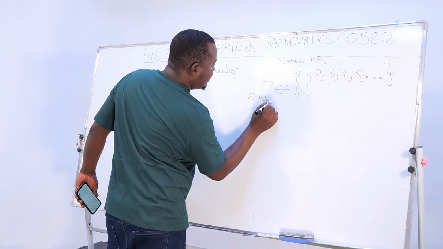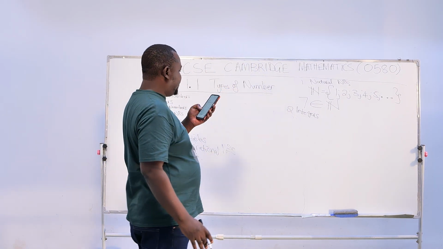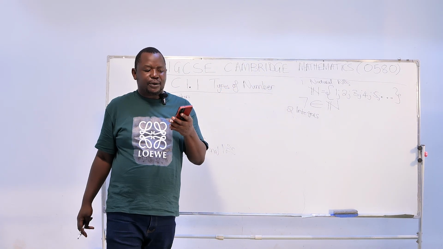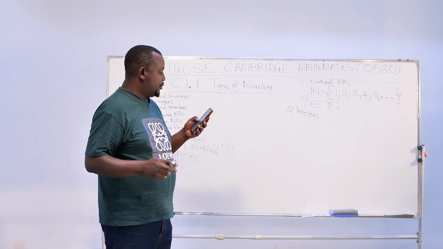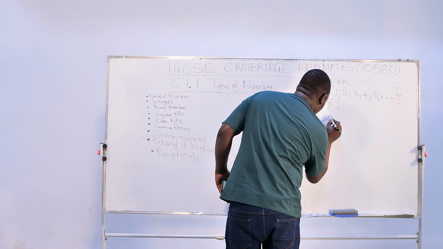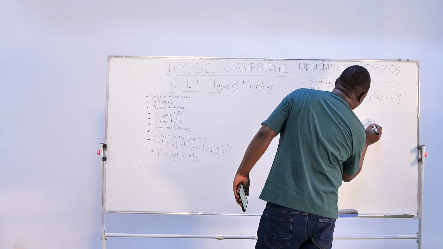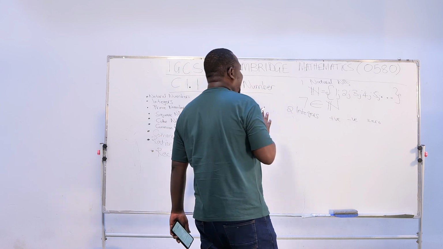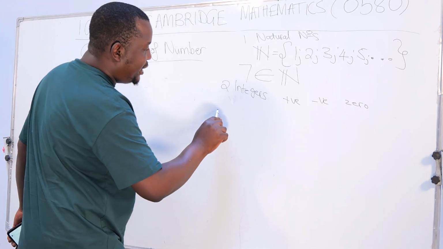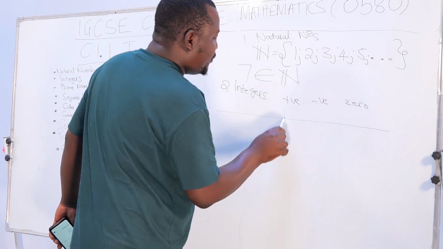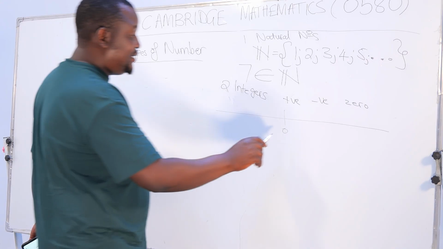Right, second aspect, let's look at integers. Integers, by definition, we are talking about whole numbers, and these whole numbers come in 3 categories. You've got positive whole numbers, you've got negative whole numbers, and you've got 0. So literally speaking, integers are numbers that are found on the number line, all right? On the number line, you've got 0 at the center.